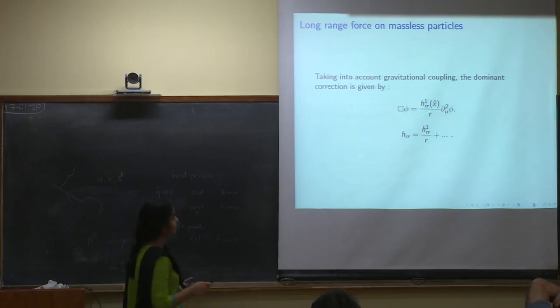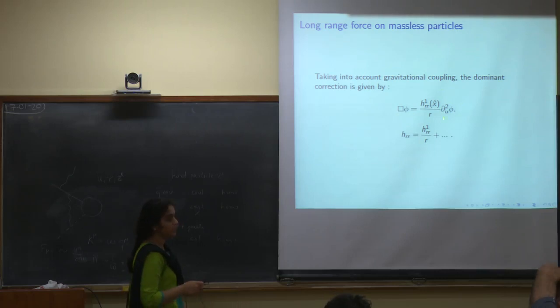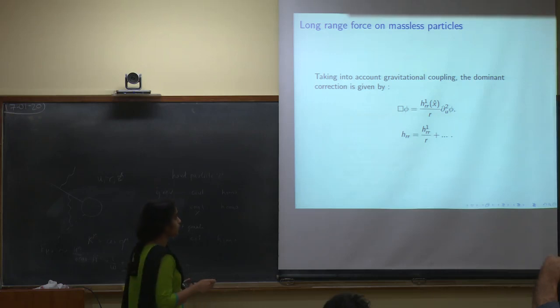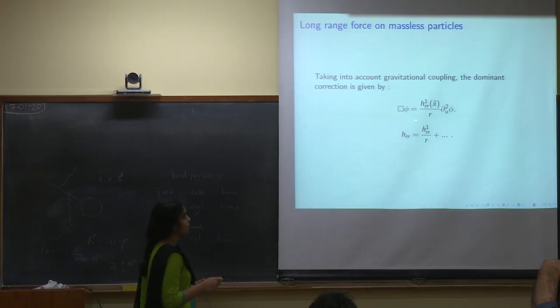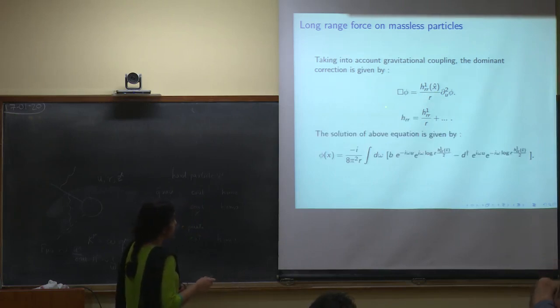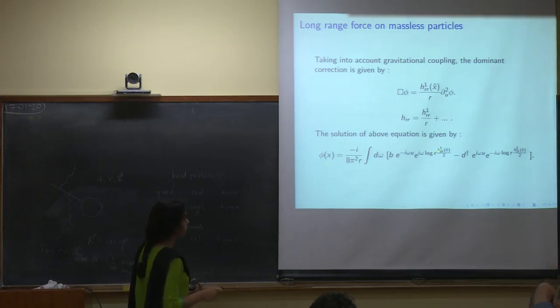So let's consider gravitational coupling first. The equation of motion for the scalar is corrected by this term. This is the most dominant term at large r. There are other 1 over r squared corrections which we are ignoring. So this is the dominant correction, and h_rr1 is the 1 over r component of h_rr. So this is codifying the dominant effect of the long range interaction, the 1 over r term. And so we can just solve this equation, and the solution looks like this.